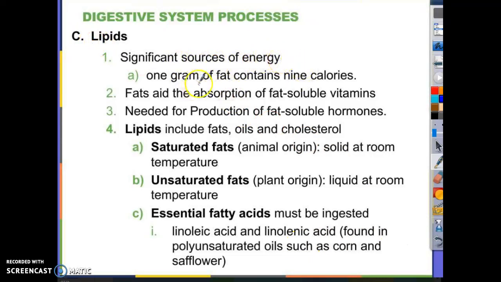Lipids are a good source of stored energy. They're not quickly broken down, but they're really, really good for storage, and they're really, really high in calories.